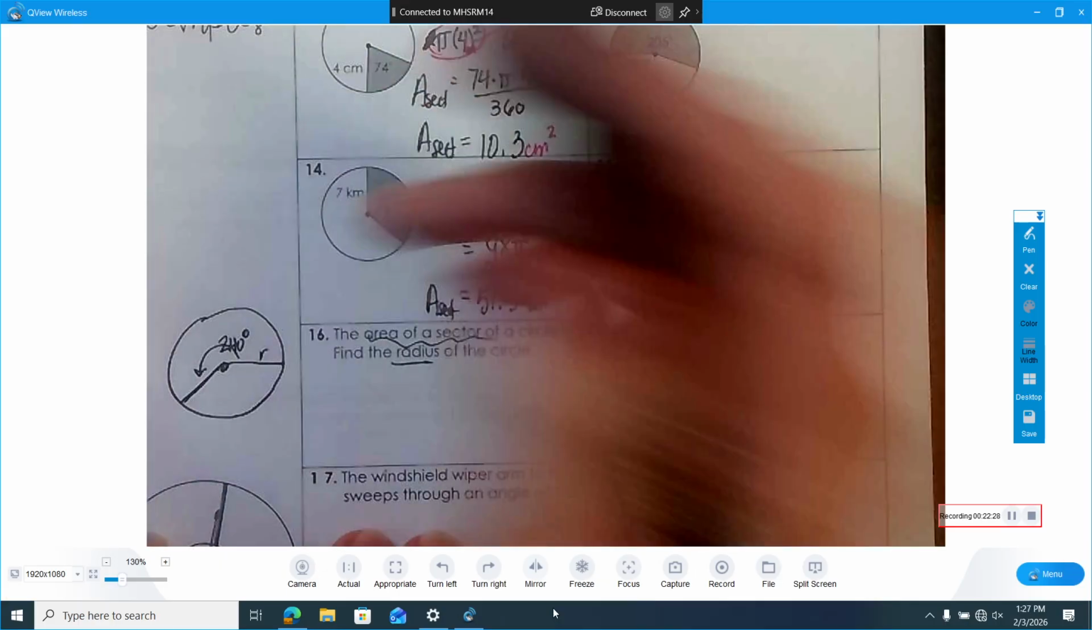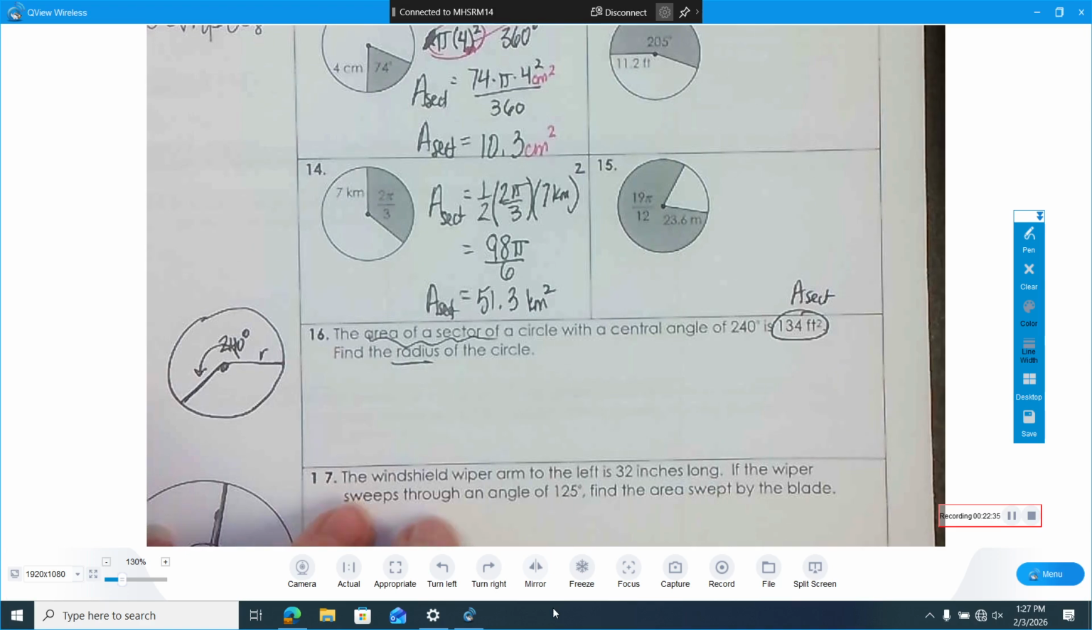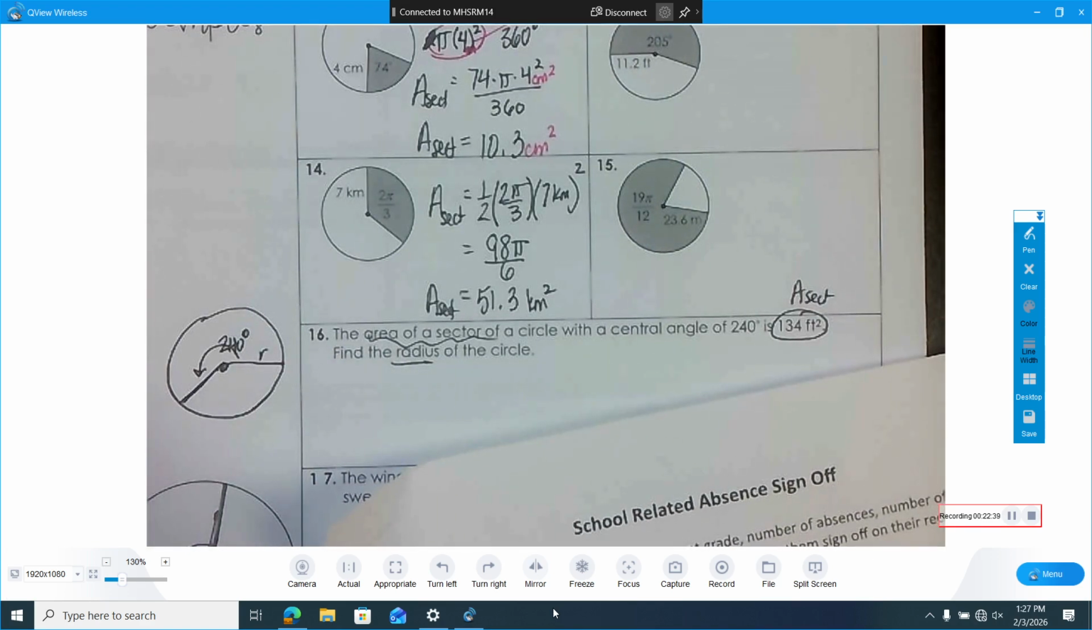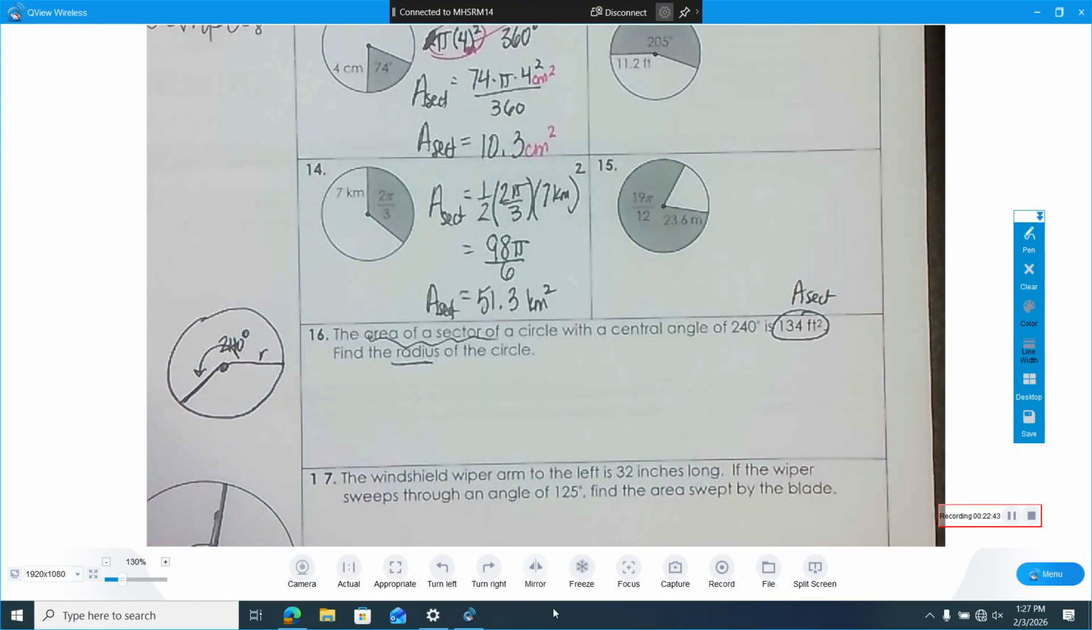The left side, yeah. So, hi. I have a permission slip to go on the fine arts field trip tomorrow. There you go. All right.